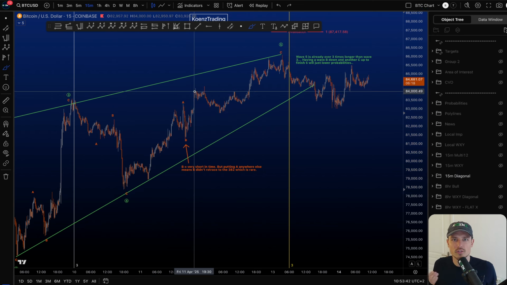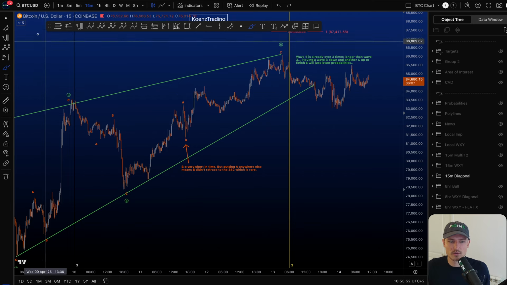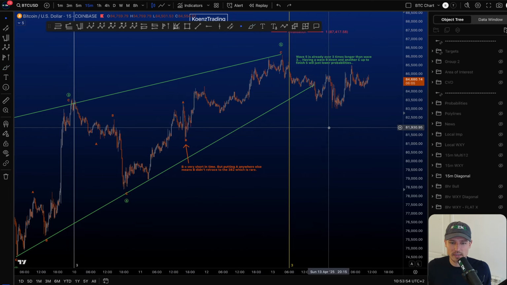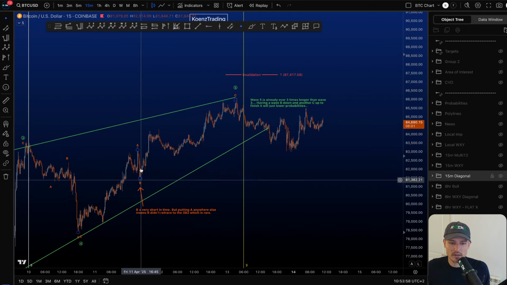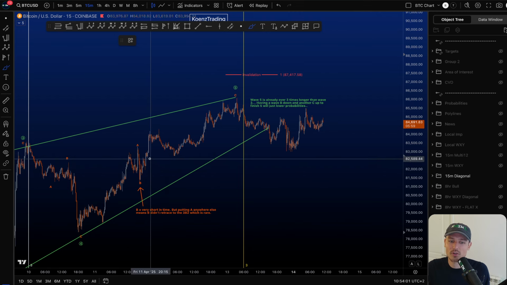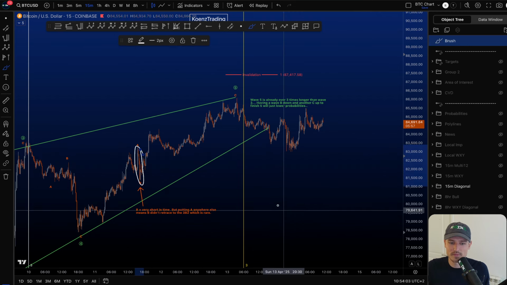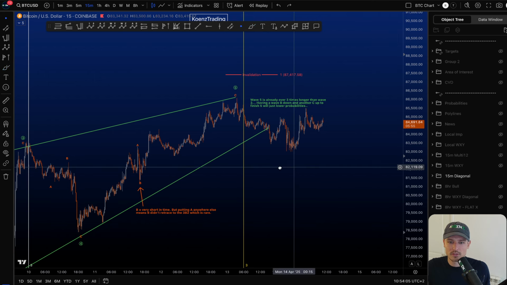It only touches the 236, which is a very shallow target for a wave B, and it's actually very rare for Bs to only retrace to a 236, preferably it at least retraces to a 382, which isn't the case in this scenario if we move this B to another pivot. But here it is incredibly short in time, which also, of course, is not very pretty, right? So that makes you wonder.